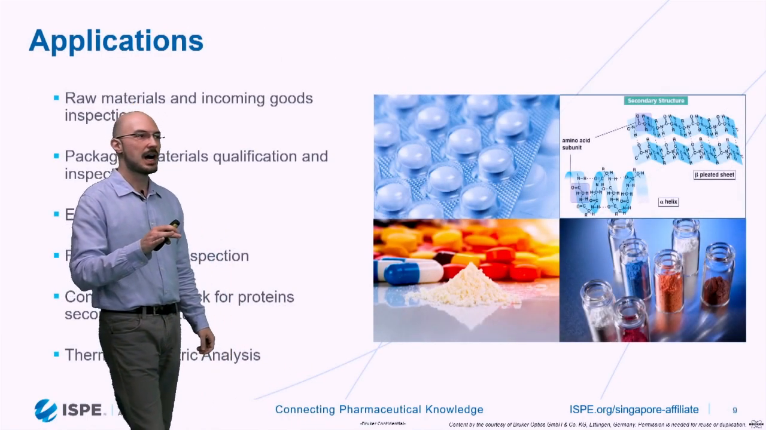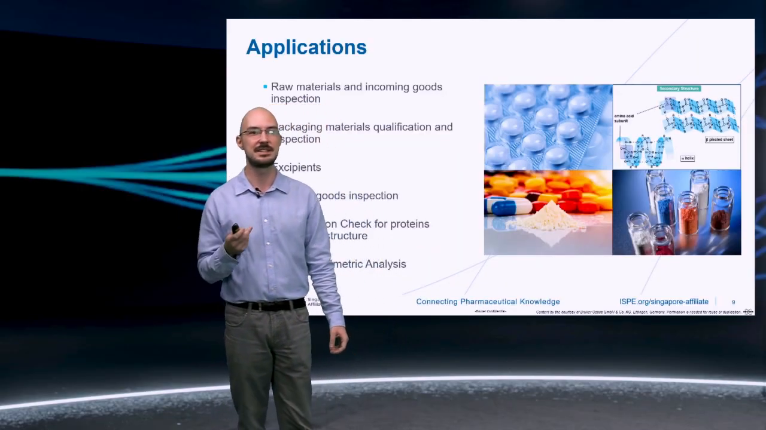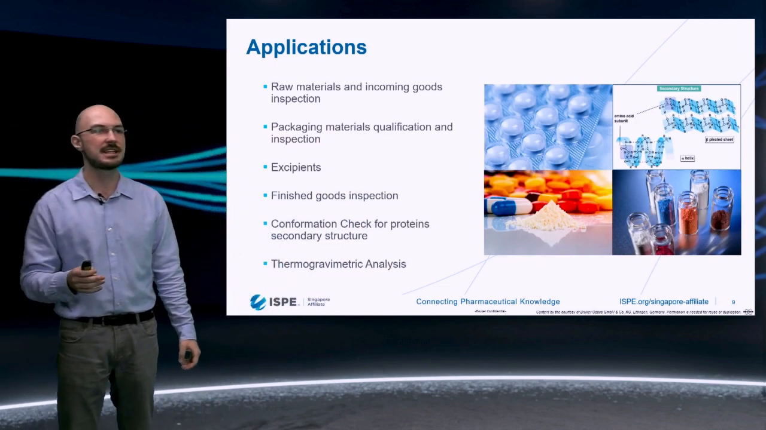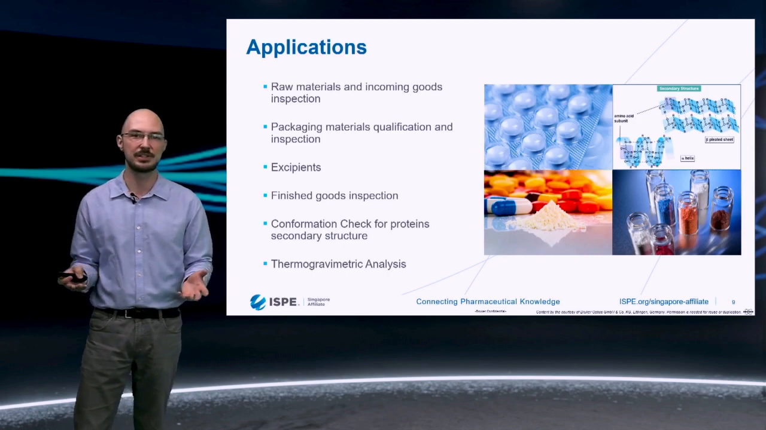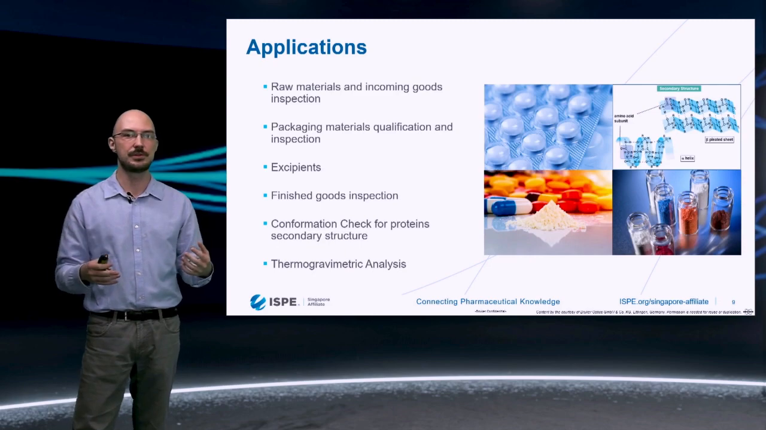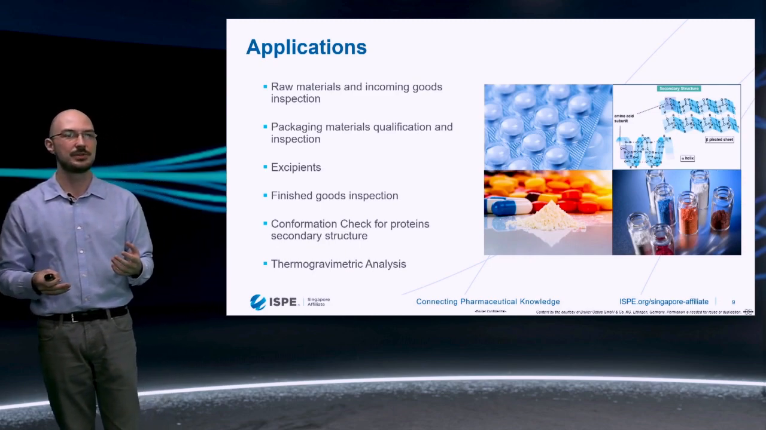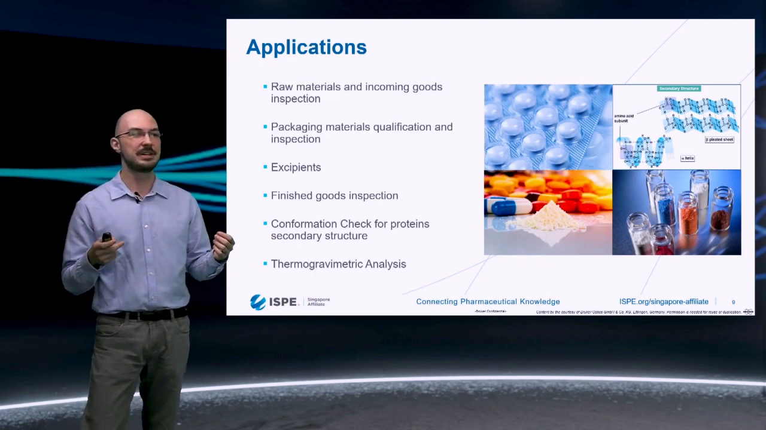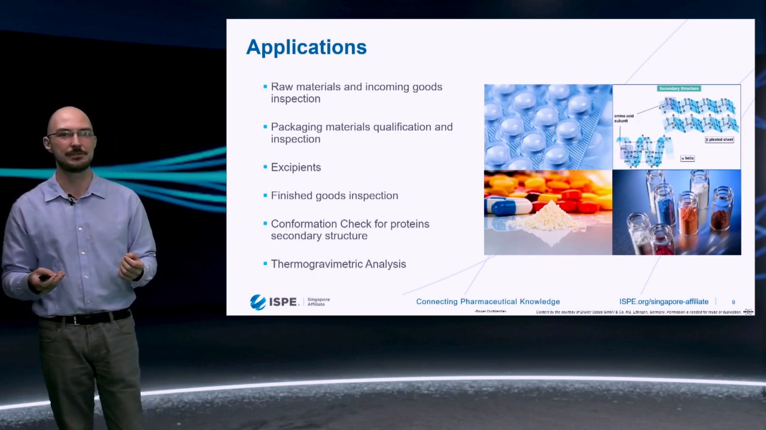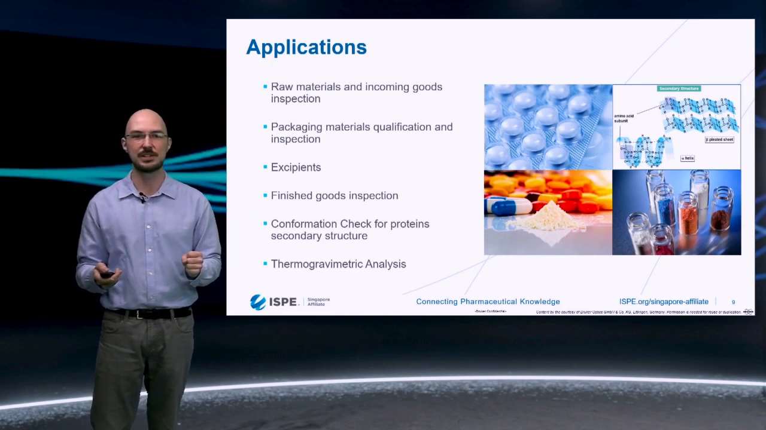Now, how do we apply this? The applications are, as you can already see here, some pills and substances. But let's start with simple raw materials and incoming goods inspection. So simply, when you receive your substances before even processing them, you can already check if it's the right molecule, if it's the right substance, because you have your fingerprint. And from there on, you can already see this is what you are looking for.